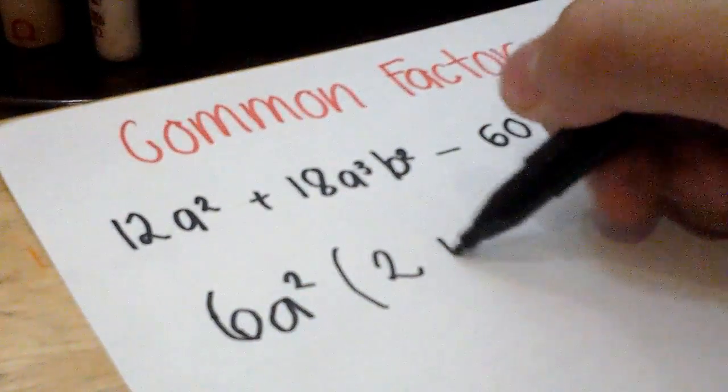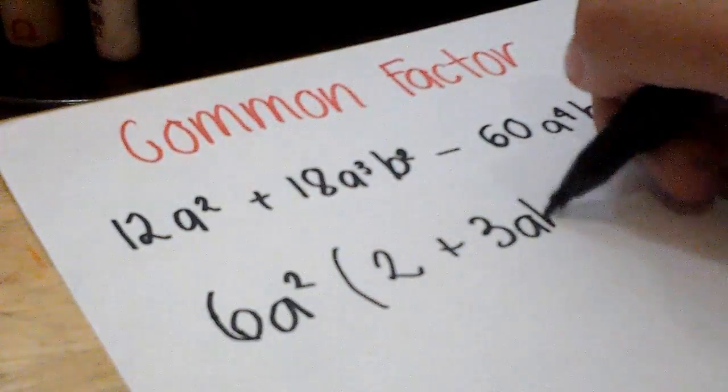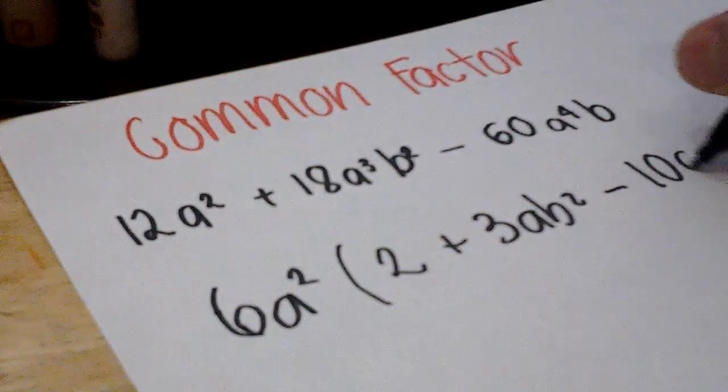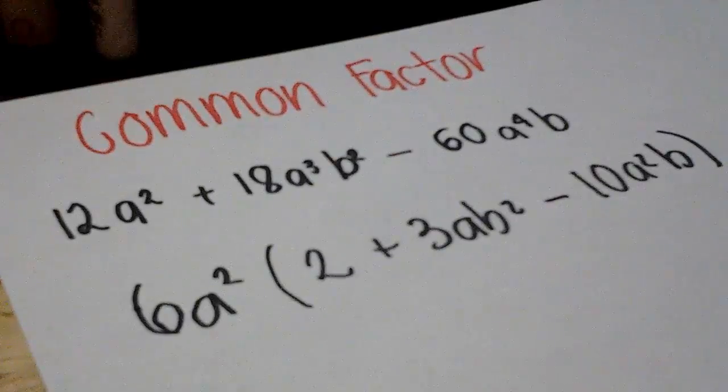It will be 2 plus 3ab squared minus 10a squared b. And this is how you get the common factor of a trinomial.